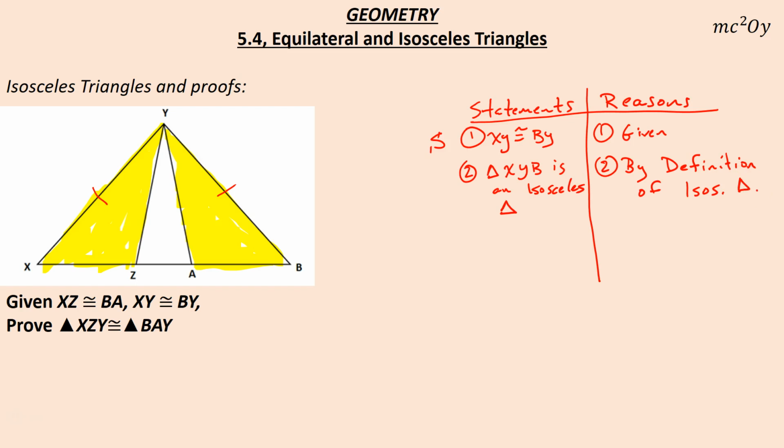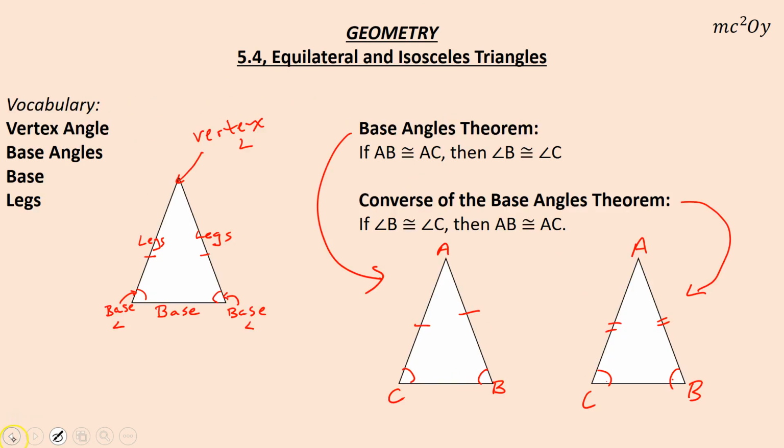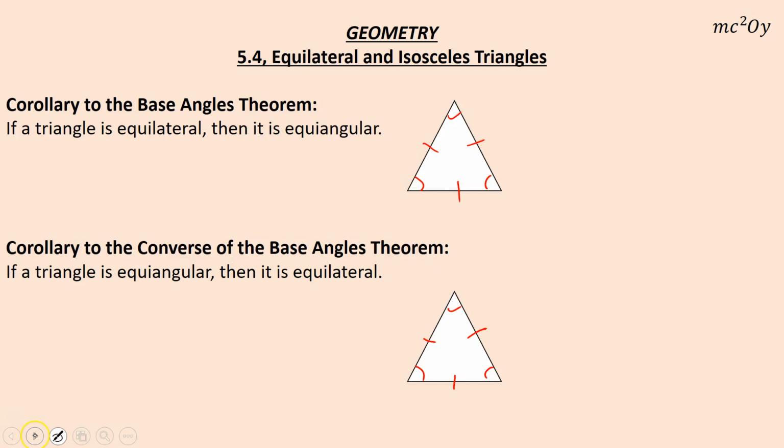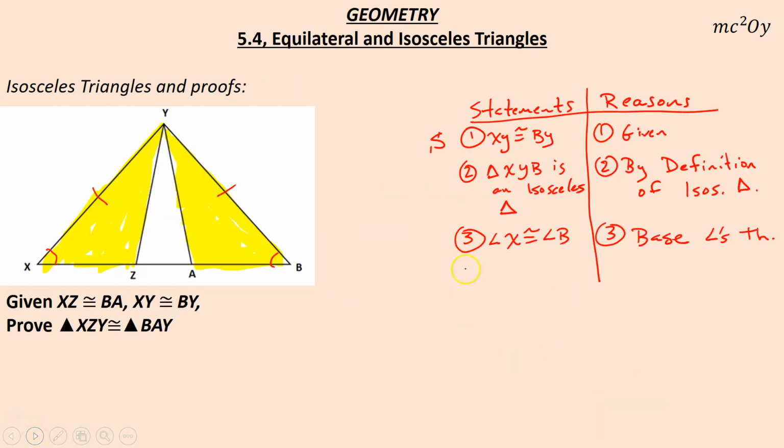I also now know that based on that, I can state that the base angles are congruent. I can state angle X is congruent to angle B because they're both base angles. This and this are base angles of an isosceles triangle. Okay, that is the base angles theorem. And remember the base angles theorem, we started out with that today. If 2 sides are congruent, then the angles are congruent. Okay, that's what we just applied right there.